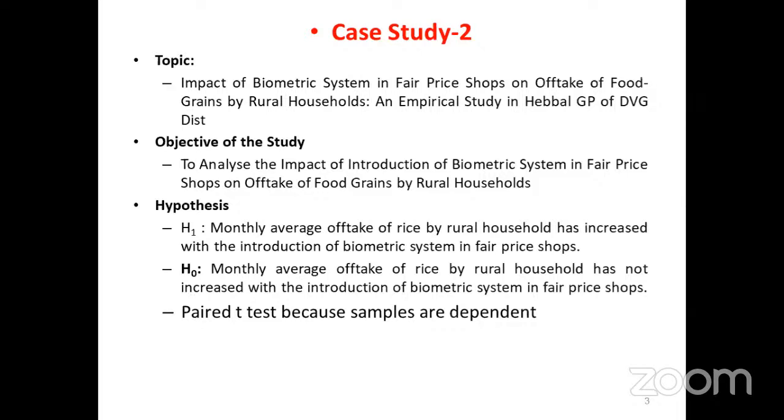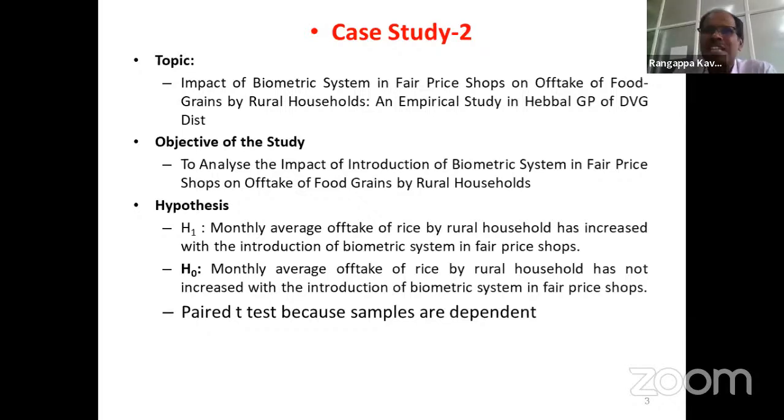Paired and dependent are used in a synonymous manner. Both are the same: paired t-test. Paired means a pair of observations. Whenever we have a pair of observations for the same group of respondents, we have paired observations. For example, we have a group of respondents.